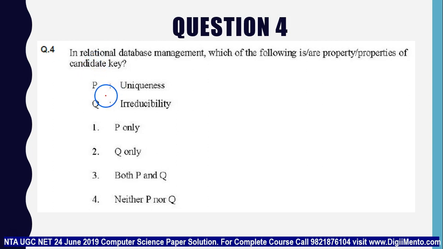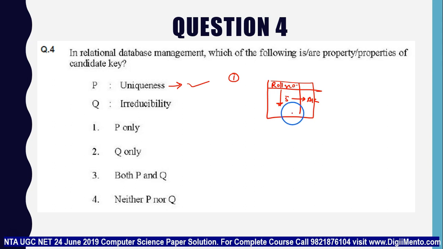Next is, in relational database management system, which of the following is or are the properties of candidate keys? There are two specific properties of candidate key. First of all, the candidate key should be unique. What do you mean by unique? Let us suppose you have taken roll number as a candidate key. Now this roll number should not have duplicate values. All the values should be unique. For example, if you have roll number 5 and roll number 5 is associated with Akash, you cannot have roll number 5 associated with some other student. So all the values here should be unique.